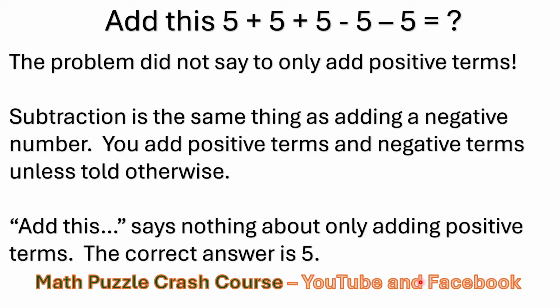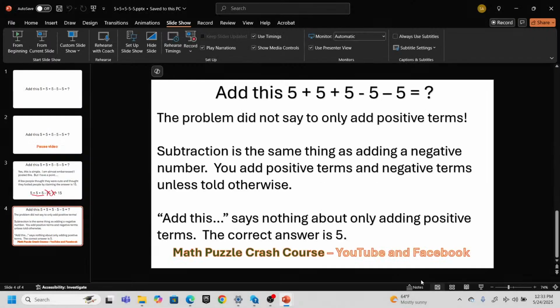I think what they thought is that when the problem says add this, it meant to only add positive terms. Well, it doesn't say that at all. They thought you just ignored the subtracted parts. Subtraction is the same thing as adding a negative number. You add positive terms and negative terms unless you're told otherwise. Add this says nothing about only adding positive terms. You would also add the negative terms. So that does not make any sense whatsoever. I just wanted to throw that quick one out there too.